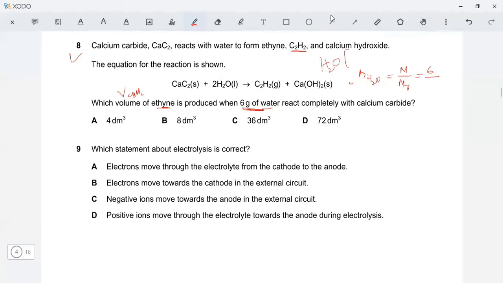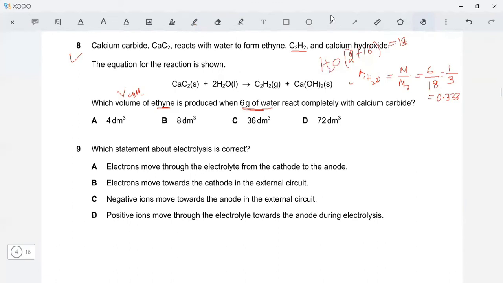In the examination, a periodic table will be given, especially for IGCSE students. You can just look at the mass number and then find the MR. Hydrogen mass is 1, and there are 2 atoms, so it will be 2. And oxygen, 1 atom, mass 16, so 2 plus 16 is equal to 18. So 18 is the MR of water. After dividing 6 by 18, it will be 1 by 3, right? Very good, 1 by 3. You just divide properly. So you will be getting about 0.3333. Maximum 3 significant figures is fine. This is the number of moles of water.